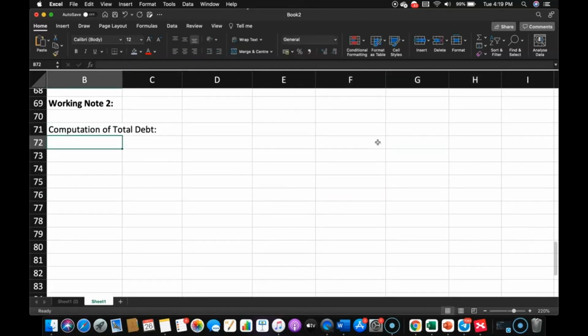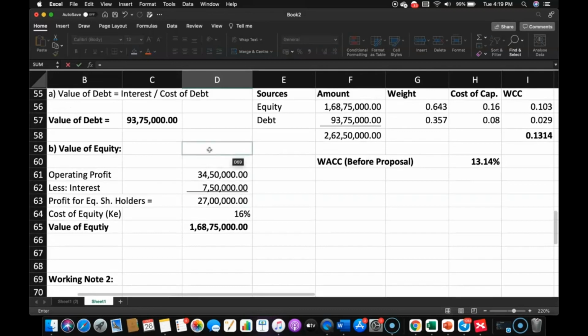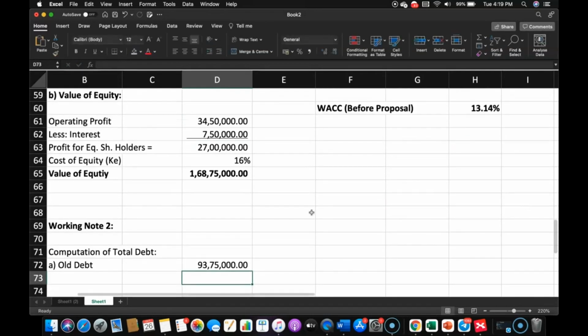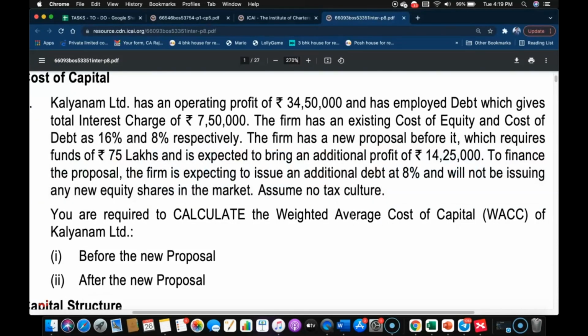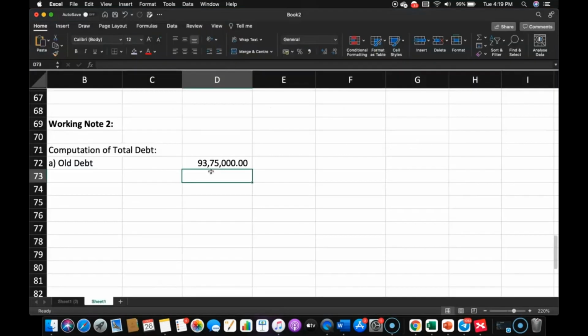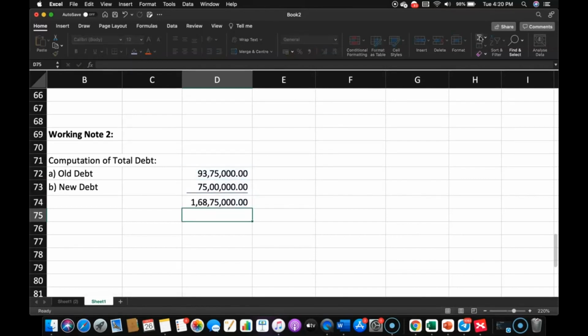So this is with regard to computation of total debt. So already there is old debt. We know what is the value of old debt. We have derived already, right? It was so much. And for funding the new proposal, how much they are bringing in? It is 75 lakhs. The firm has a new proposal which requires a funds of 75 lakhs. So we'll put that new debt is equal to 75 lakhs. Okay. Now let's total this. So we get the revised value of debt here.